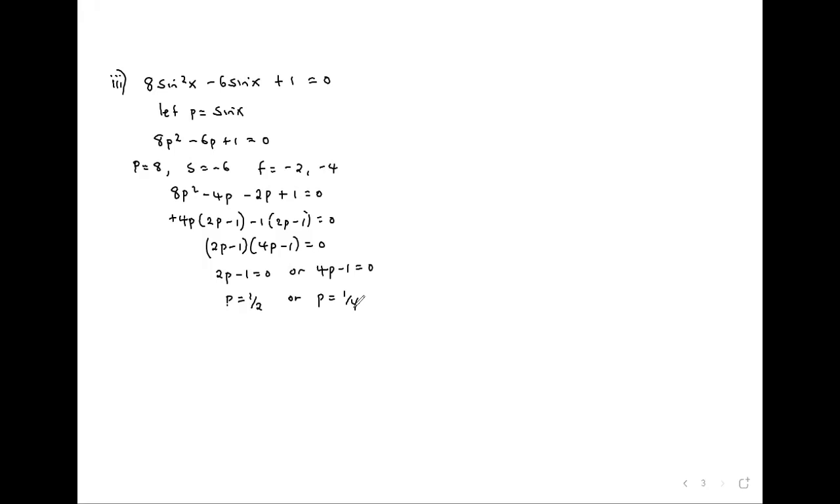So when P is half, we get sine x is half, where we know x is 30, x is 150. When P is equal to 1/4, these are not special angles. So we'll just say x is equal to sine inverse 1/4 and leave it there. We only get to solve for them if they are special angles. If not special angles, don't solve for them.